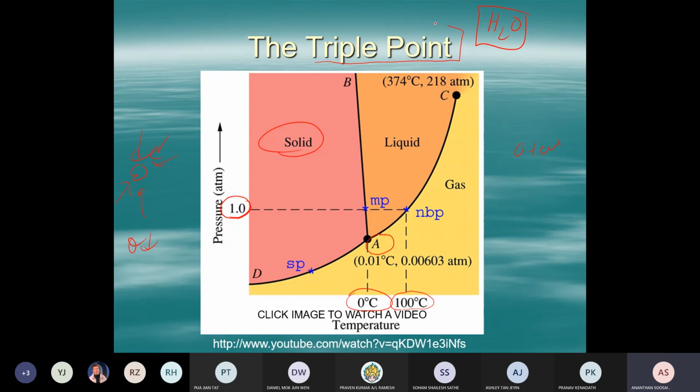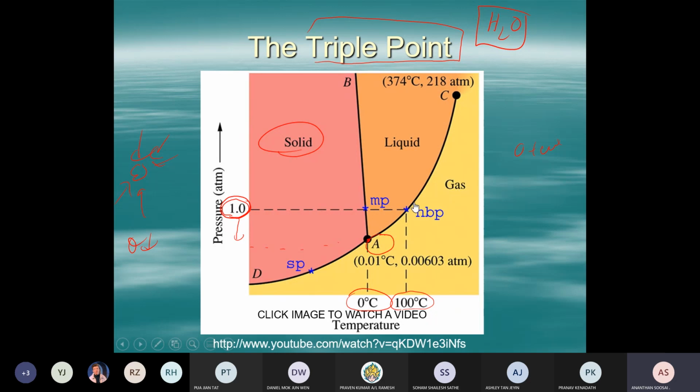This is called the triple point of water. The point A. To achieve point A, you have to reduce the pressure from 1 atm. That means if you want to see solid, liquid, and gas of water coexist, the surrounding pressure needs to be reduced to a low pressure until we reach this point. At this point, the water is found to coexist together in the form of solid, liquid, and gas.